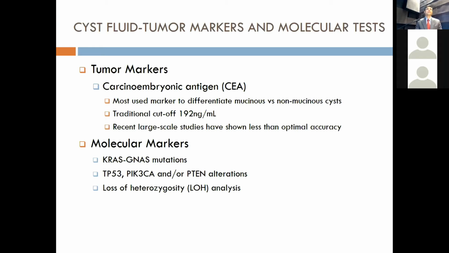It is increased in the mucinous neoplasms, and at the traditional cutoff of 192, it has an accuracy of about 80%. However, some recent large-scale studies have questioned the accuracy of this tumor marker. Therefore, there has been an increasing trend to develop molecular testing. Several molecular markers have been identified and studied, of which GNAS and KRAS mutations appear to be most promising, since they can be seen in up to 80% of mucinous neoplasms.